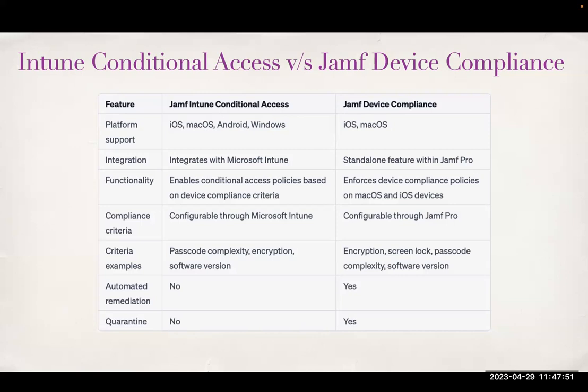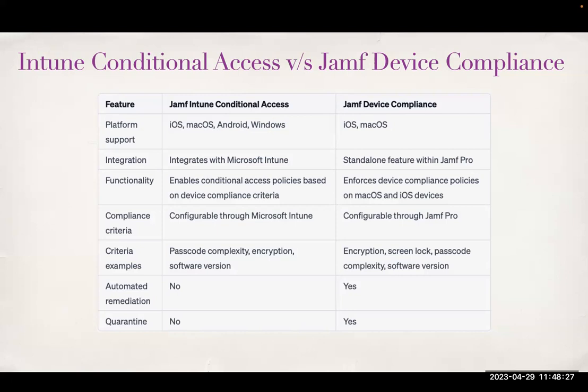Functionality with Intune conditional access, you enable a conditional access policy based on device compliance criteria in Intune. But in Jamf device compliance, you enforce the device compliance policy on macOS and iOS in Jamf Pro. So you write the criteria in a smart group, and based on the criteria, the compliance is checked. All this compliance is calculated within Jamf Pro. You don't go to Intune for compliance or calculation. It happens within Jamf Pro.